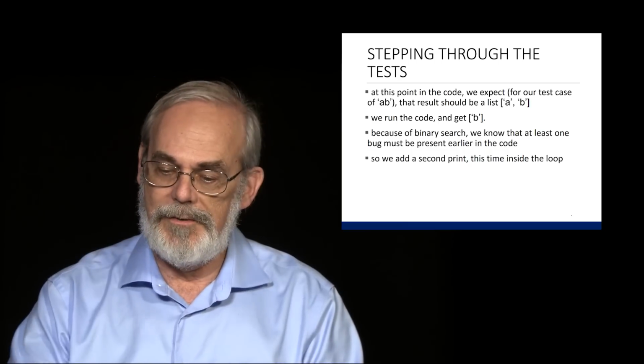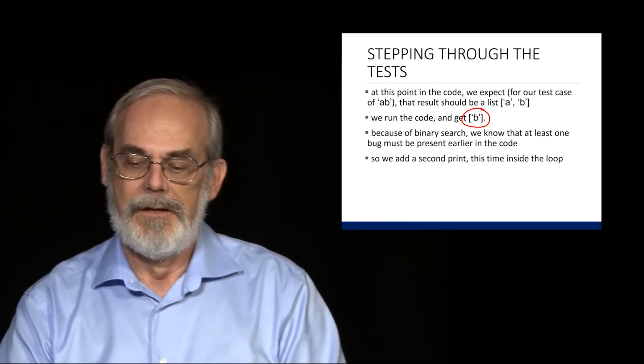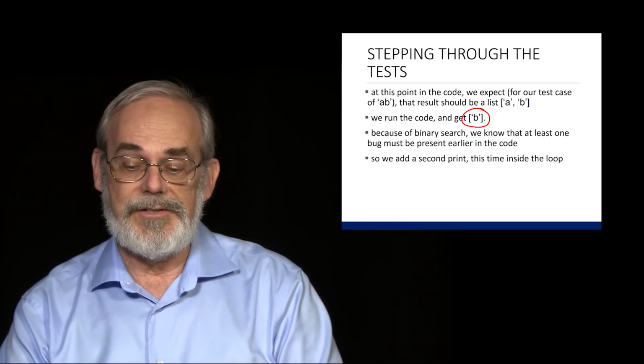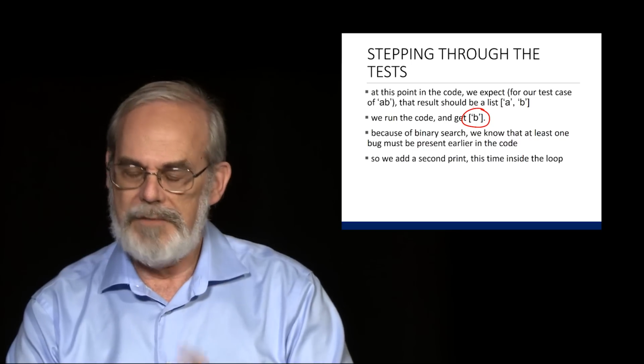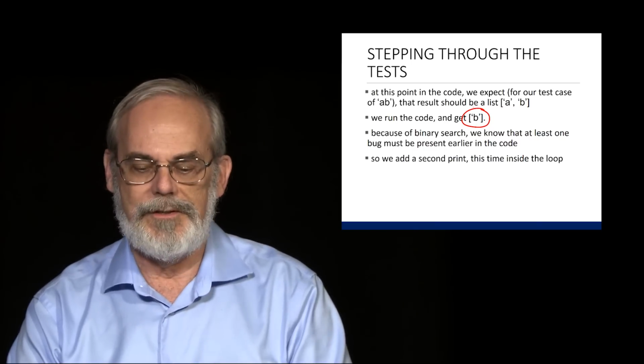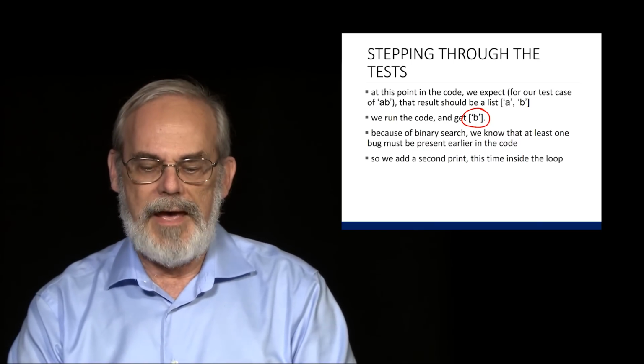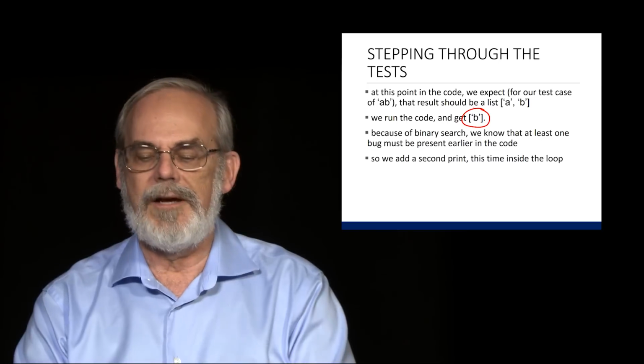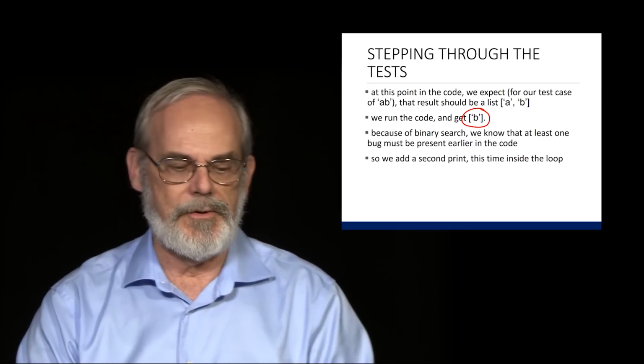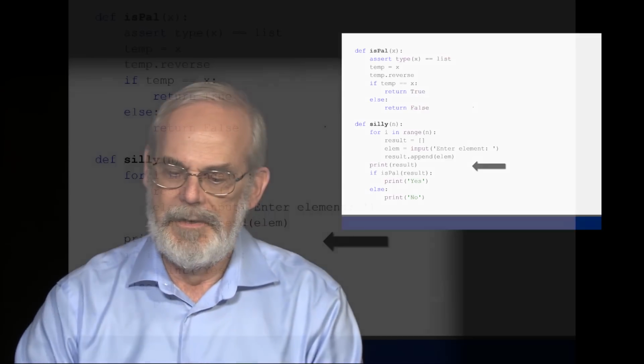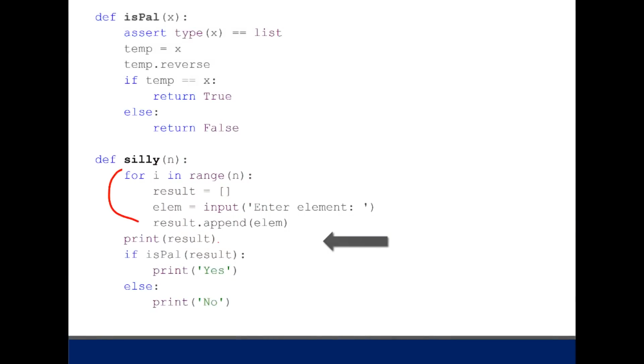But when I ran the code, I just got B. Now, because of binary search, I know that at least one bug must be present earlier in the code. So I want to add a second print in, this time inside the loop, to see what's going on. And when I say inside the loop, I was looking after I'd gone through this loop, and I know that the error here says that I'm not getting the right kind of list.